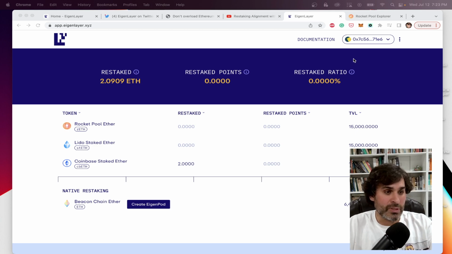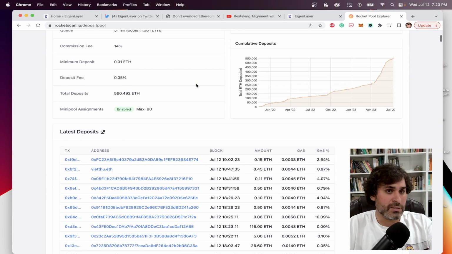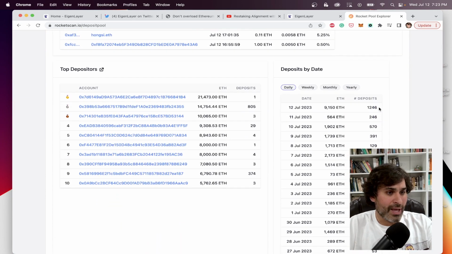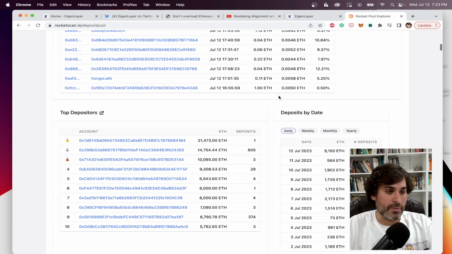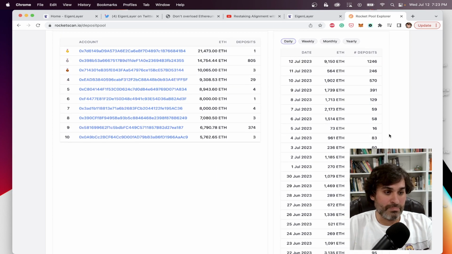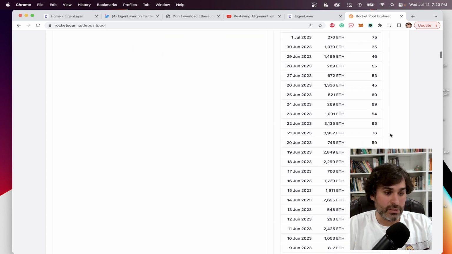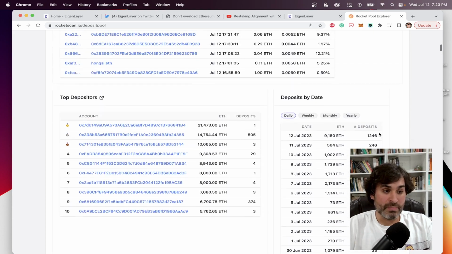The reason why I am doing this right now and showing you all as well, and the reason why, if we have a look at Rocket Scan today, we had 1,246 people minting RETH today. And the reason why these people minted RETH today was because they were trying to mint RETH to get into EigenLayer, basically. So there was 9,150 ETH deposited into the ETH contract on Rocket Pool. This is the best day of staking that we've had basically since June 5th, in over a month. So a whole lot of people are interested in doing this.